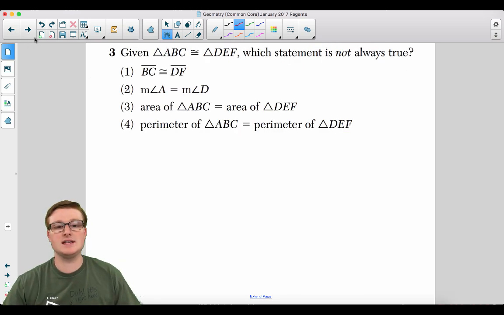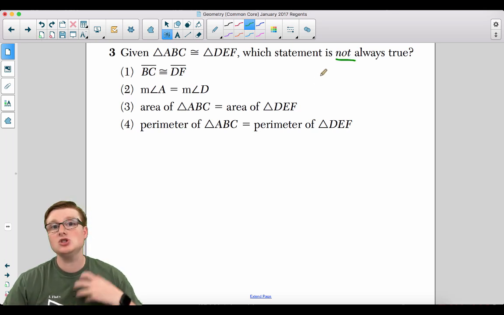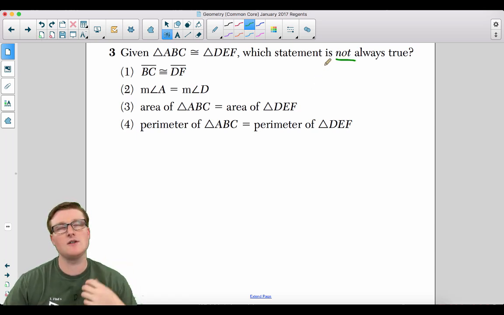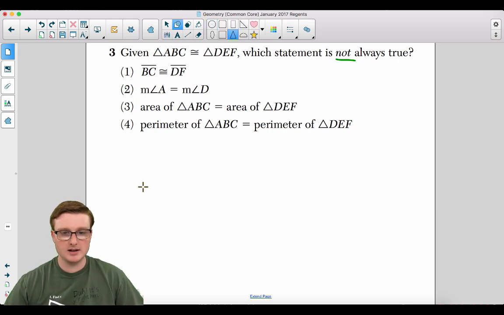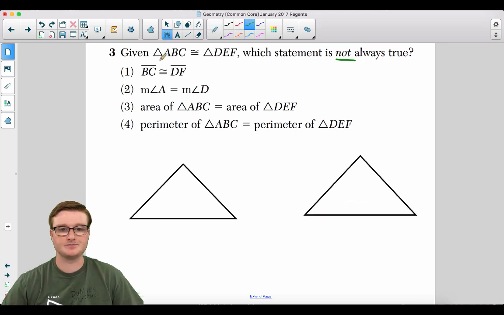Moving on to question 3. Given that triangle ABC is congruent to triangle DEF, which statement is not always true? So immediately you have to think to yourself, well, I have to draw a figure. I need to draw 2 triangles that are congruent to each other. So this triangle and this triangle. Triangle ABC and triangle DEF.